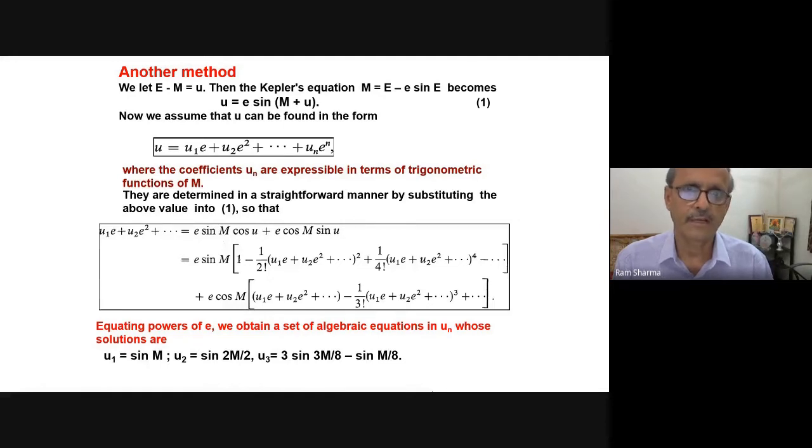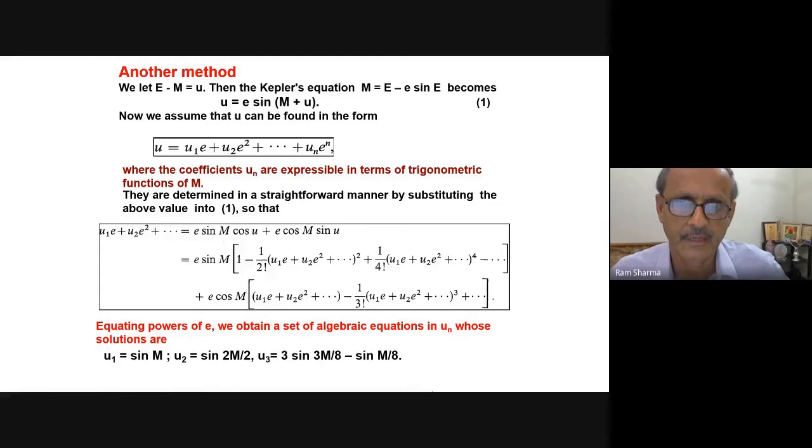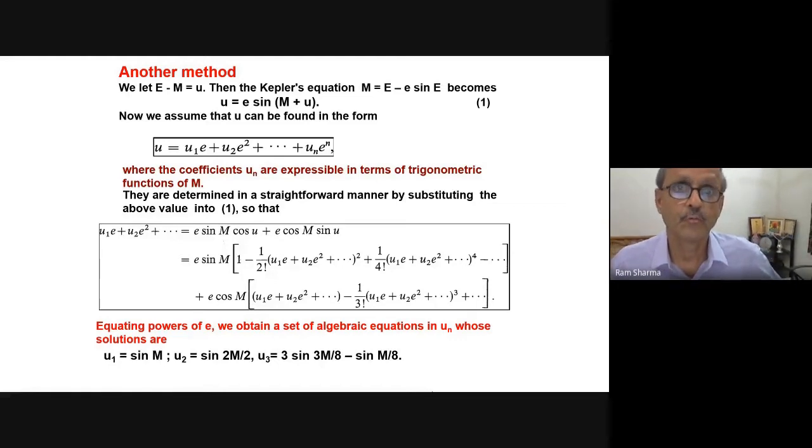So on the left-hand side you write U equal to U1 e plus U2 e square, etc. On the right-hand side you write the formula sine (A plus B) equals sine A cos B plus cos A sine B, then you expand with the series form of U, and expand that formula again. Then you take the coefficients of e from the left-hand side and compare them with the right-hand side. So you will get U1 equal to sine m, U2 equal to sine 2m by 2, U3 equal to 3 sine 3m by 8 minus sine m by 8.